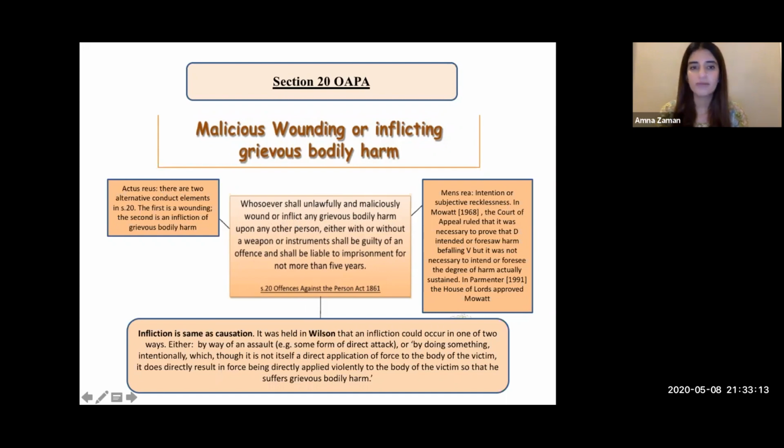Initially, it was thought infliction is different from causation, and inflicting means to be actually applying force directly to the victim's body. So there has to be a face-to-face contact, or a face-to-face encounter between the defendant and the victim.